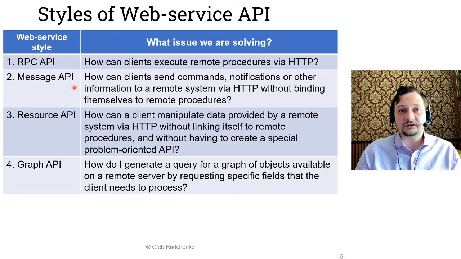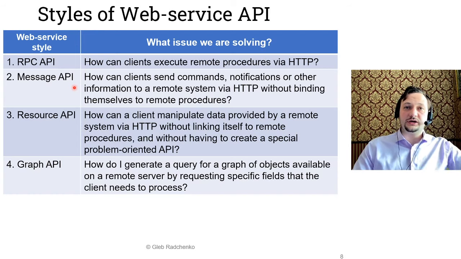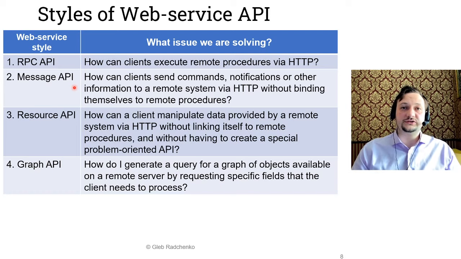The second type of API that we will discuss is the message API. When you use the message API, you try to find the solution to the following question: how can clients send comments, notifications, or other information to a remote system using HTTP without binding themselves to the remote procedures?